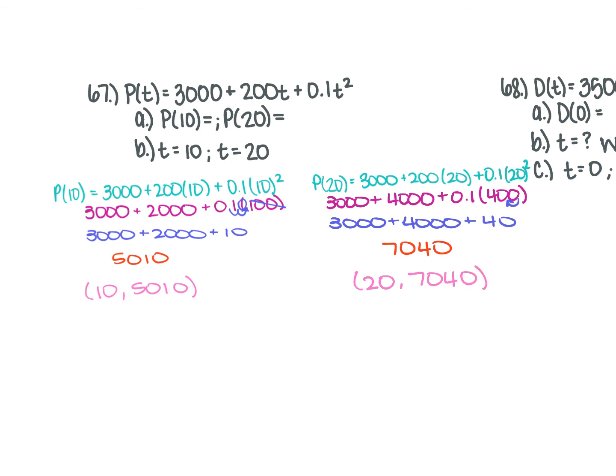From here, this is all just for A. B then tells you to find your average rate of change between when t is equal to 10 and t is equal to 20. So use the two ordered pairs that you have and find the slope between them. Which of those ordered pairs would you like to use as your x1 and your y1?